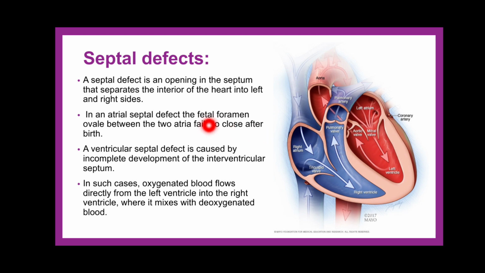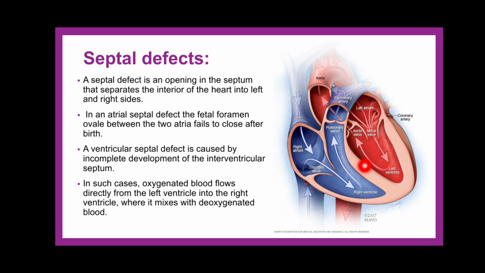So what happens in atrial septal defects? The foramen ovale between the two atria soon closes after birth and develops into the fossa ovalis, which is an oval depression marking the closure between the two atria. But if the foramen ovale fails to close, a defect remains in the septum, which will cause mixing of oxygenated and deoxygenated blood between the two atria. So this is atrial septal defect.